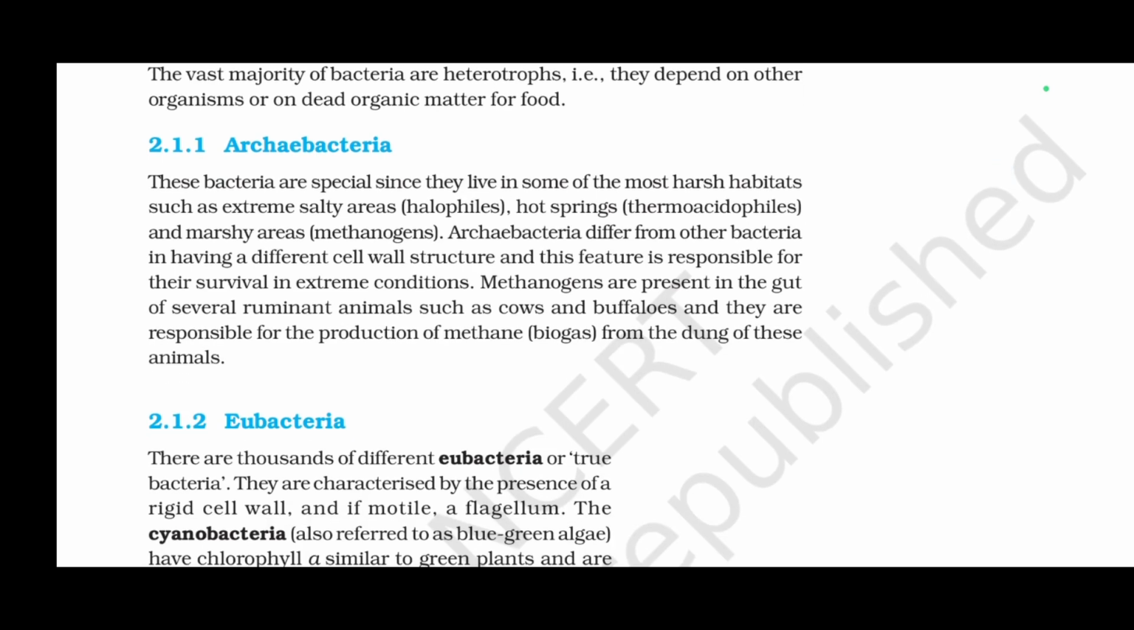Now, topic number 2.1.1, Archaebacteria. These bacteria are special since they live in some of the most harsh habitats, such as extreme salty areas, halophiles, hot springs, thermoacidophiles, and marshy areas, methanogens. Archaebacteria differ from other bacteria in having a different cell wall structure, and this feature is responsible for their survival in extreme conditions. Methanogens are present in the gut of several ruminant animals, such as cows and buffaloes, and they are responsible for the production of methane or biogas from the dung of these animals.